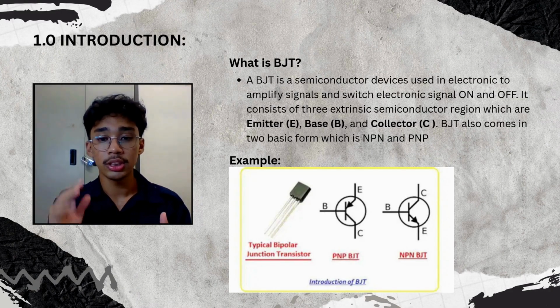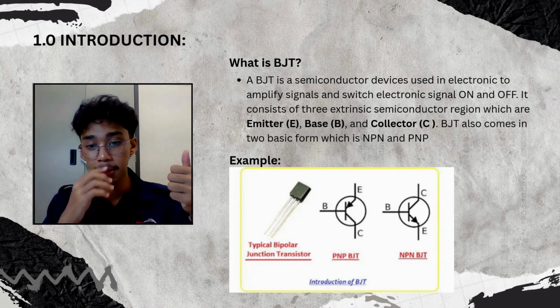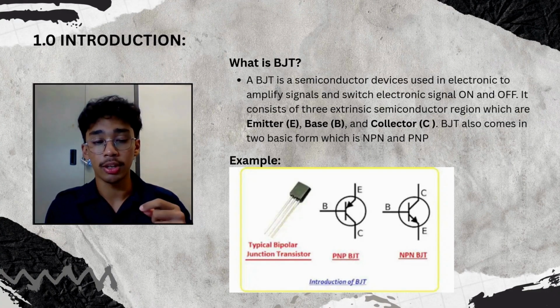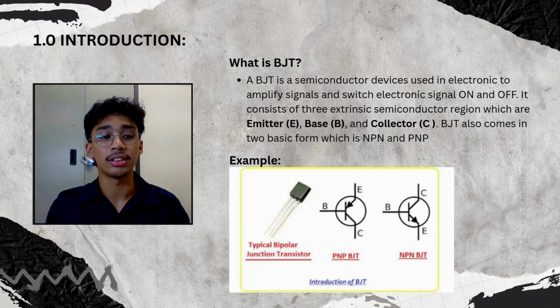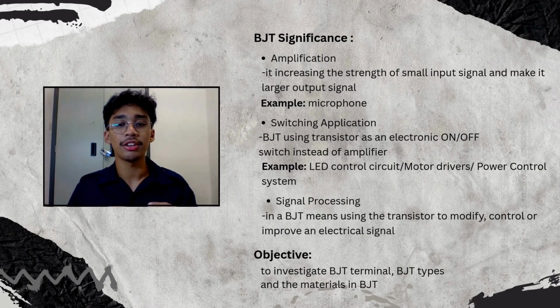So these are examples of the transistor, where we can see the PNP. We have the emitter on the top, the base in the middle, and the collector under. But for the NPN, it is the other way around. The collector is on top, the base in the middle, and the emitter is the lower one. These are the bipolar junction transistor significance.